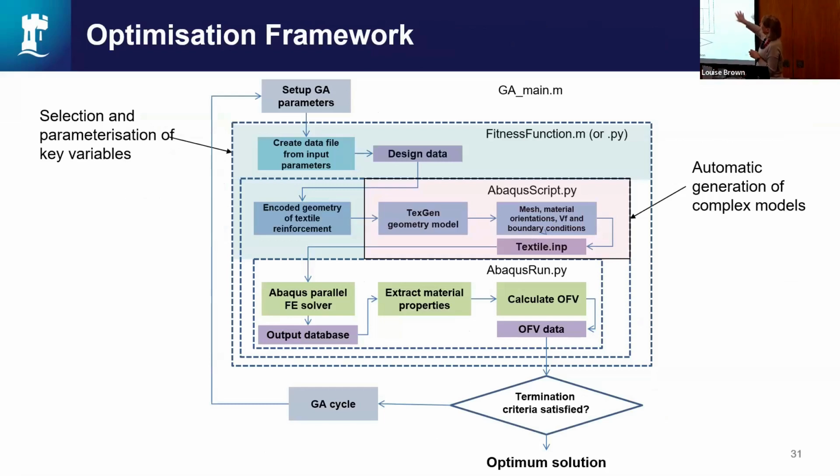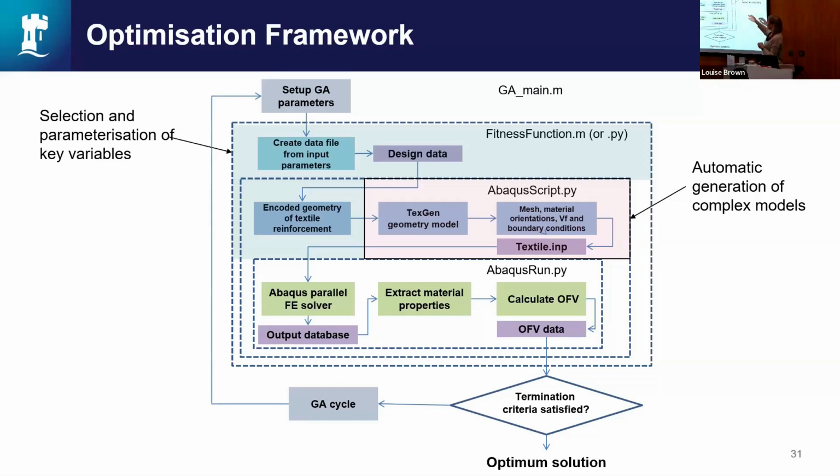This has now been made so that it all runs in Python. It started out in MATLAB using the GA algorithm in MATLAB, but now it uses PyMu. So it's all done in Python. Basically you can set up your optimization problem. You can encode the geometry because of the way that the textiles are specified in a grid. So you can automatically generate a model, and then run an Abaqus simulation, calculate the objective function, and then your optimization loop.